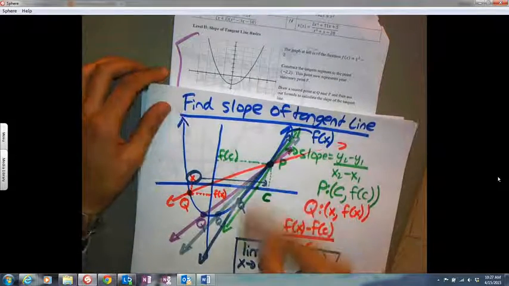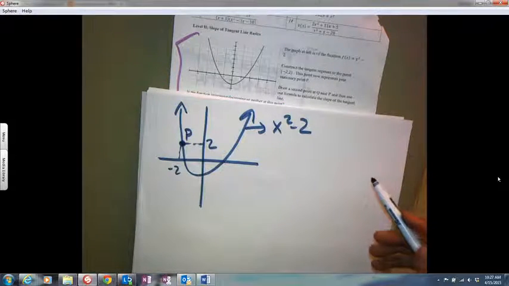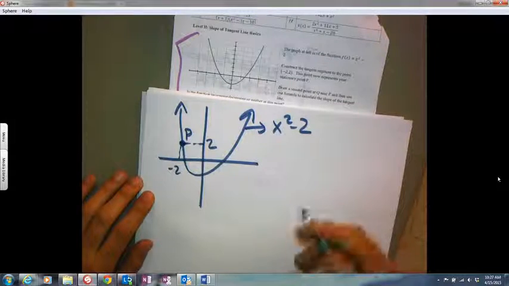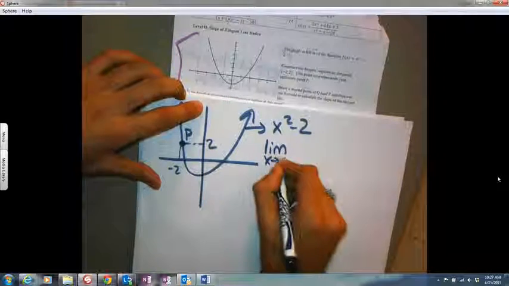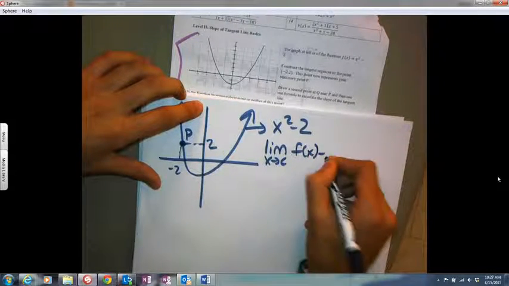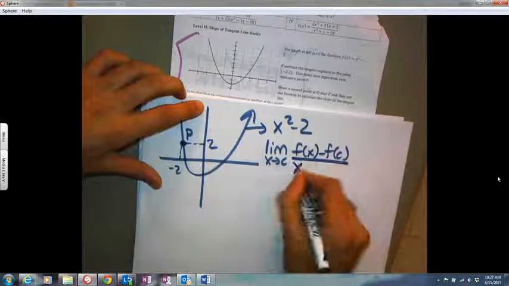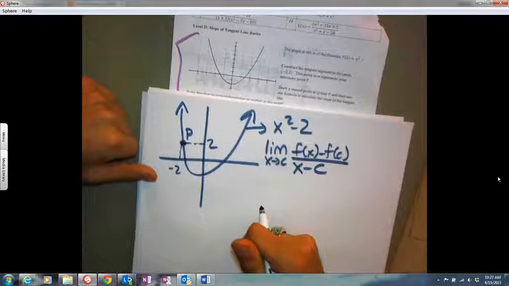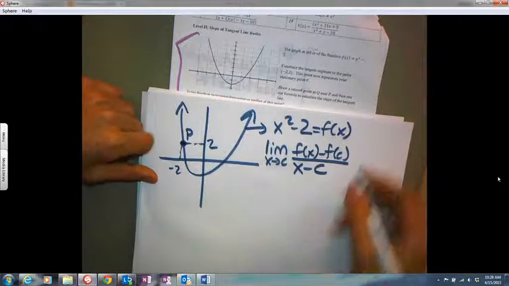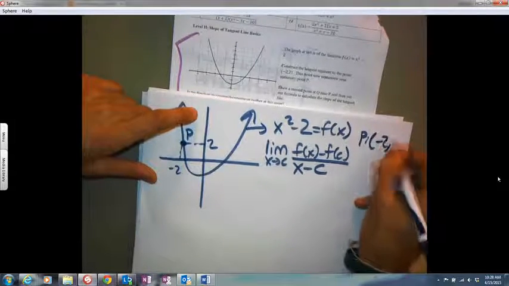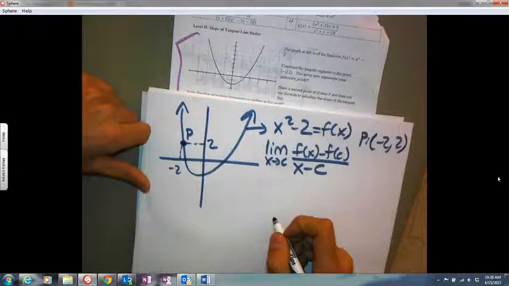Anyways, we need to use our formula. The formula is this, always this. Always. Got to know this formula. So here's f of x, and our coordinates of P are -2, 2. And now we just need to plug in.